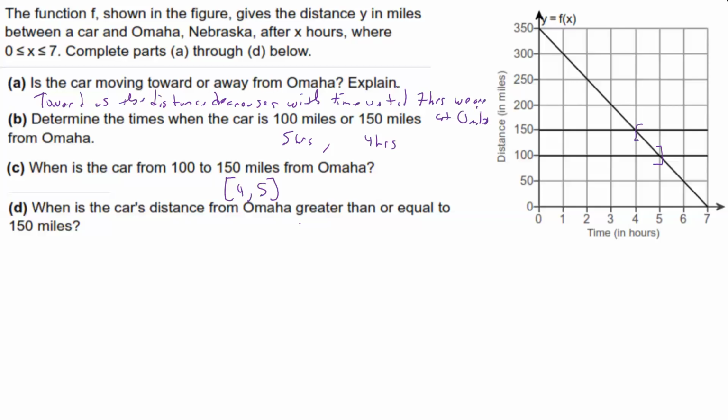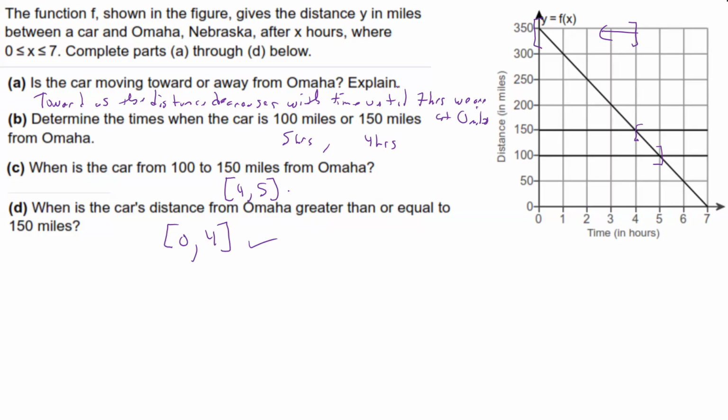Now, when is the car's distance from Omaha greater than or equal to 150 miles? Okay, well, 150 miles is here. So basically anything that direction up to here. And so it looks like from 0 to 4 is going to be greater than or equal to 150 miles. And so that would be our range here, or our interval notation here.